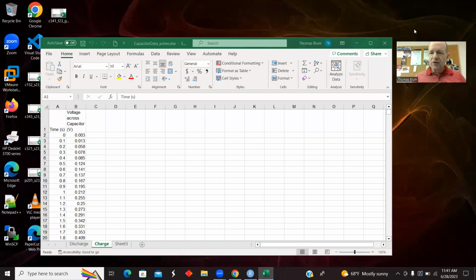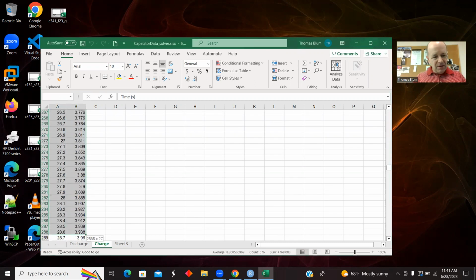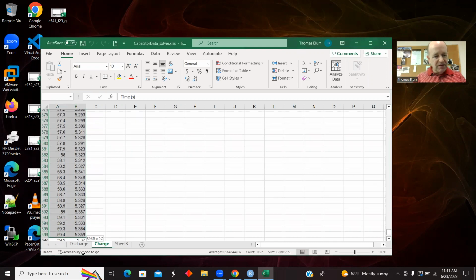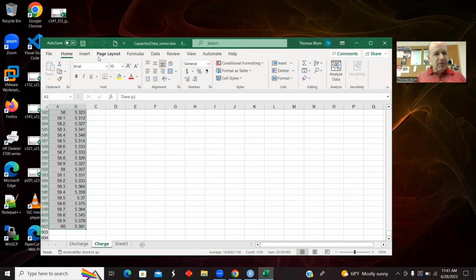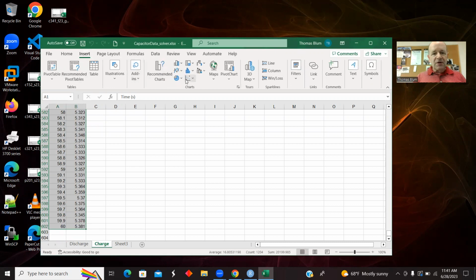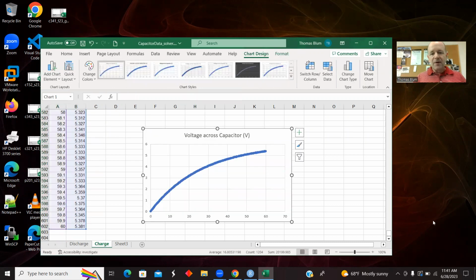In this video, I wanted to look at fitting the data to a charging capacitor in Excel using Solver. So I have here the data, time versus the voltage across the capacitor, which increases. So I'll make a quick plot, highlight the data, insert XY scatter. Okay. And this is not one of the forms that Excel fits to.